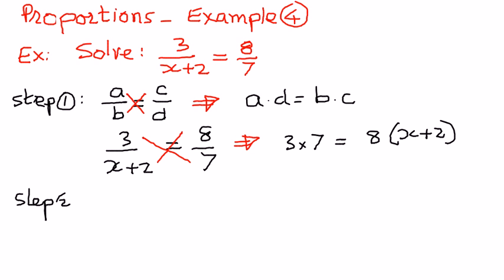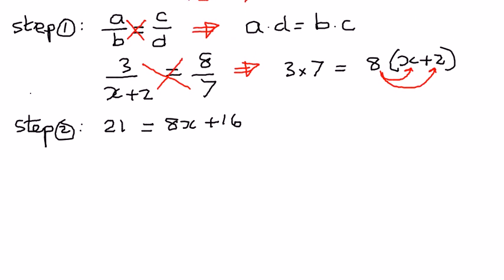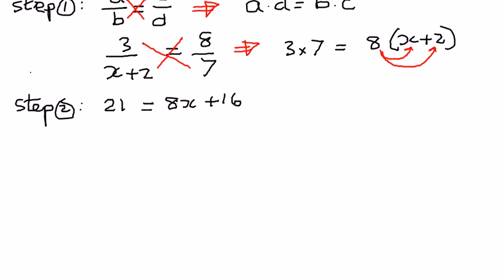In step number 2, we're going to simplify what we have in step number 1. 3 times 7 is 21. We'll simplify that, and then now we want to distribute the 8 which is outside of the parenthesis to every one of the terms inside the parenthesis. 8 times x is 8x, and then 8 times 2 is 16. And now we're going to use our addition, subtraction, multiplication, division properties to be able to isolate the x term and solve for x.